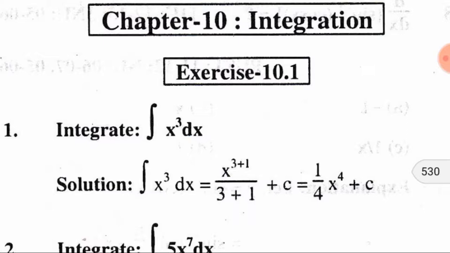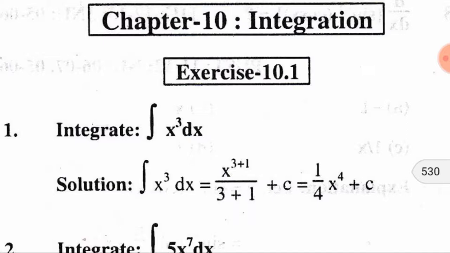Today I have come here along with a new video tutorial on integration. Dear audience, I am going to discuss some problems relating to integration. The first problem is integration of x cubed with respect to x.